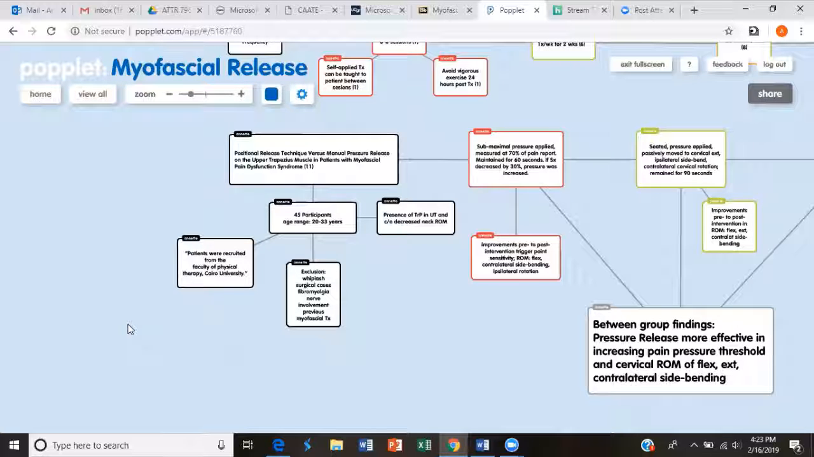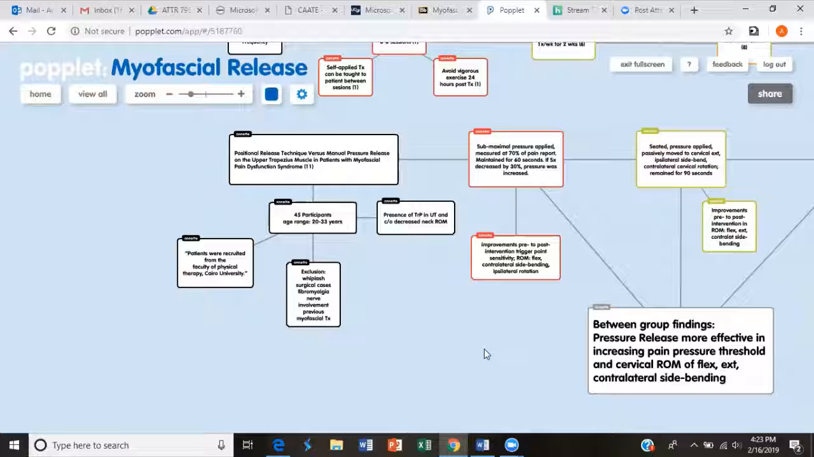So I don't want to make any inferences on this population, whether they were physically active or sedentary. The authors did not go into patient demographics as far as their physical activity status or their amount of sitting or desk work per day. So it is hard to make assumptions on why they had trigger points in their upper trap. Participants were excluded if they had whiplash, any history of surgery of the neck, fibromyalgia, nerve entrapment, or previous myofascial treatment within recent weeks.